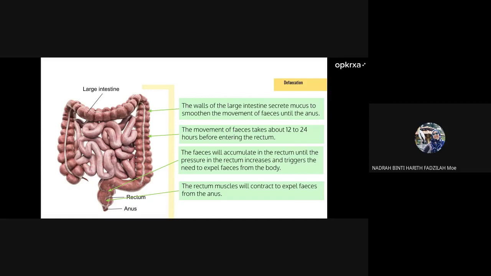Tak payah sebut undigested material lah, feces lah kan. Okay, so feces lah akan berkumpul dalam rectum until the pressure in the rectum increases and triggers the need to expel feces from the body.